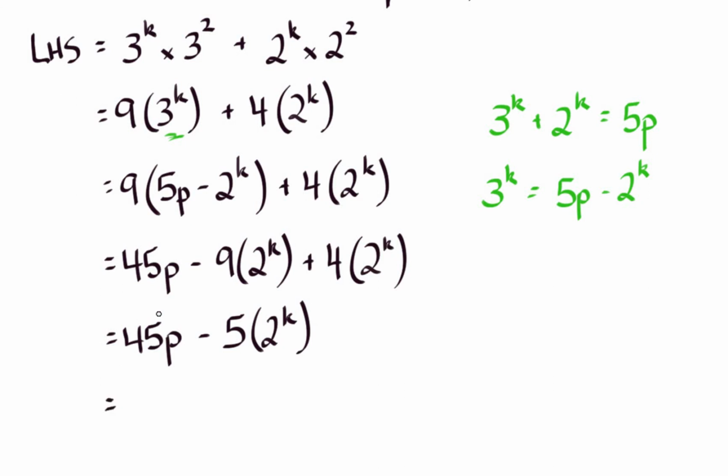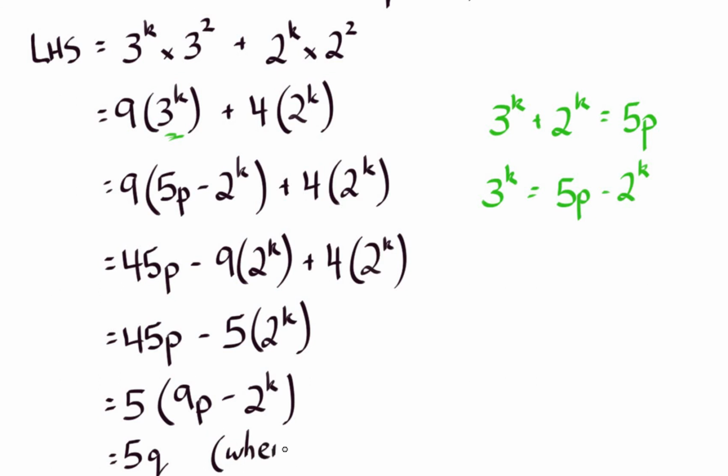Now, obviously 45 is a multiple of 5, so here we can drag 5 out the front. We're left with 9p minus 2 to the power of k. In other words, 5q. So we've done it. We've shown that this statement is a multiple of 5, and the little link at the end here is that q will be equal to 9 lots of p minus 2 to the k.